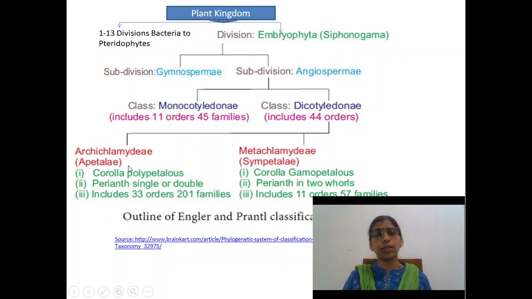Further, Dicotyledonae is divided into Archiclamidae, that is, without petals or with one whorl of petals, that is, corolla is polypetalous, perianth single or double, and includes 33 orders and 201 families. Metaclamidae, that is, with fused petals, corolla is gamopetalous, perianth in two whorls, and it includes 11 orders and 57 families.